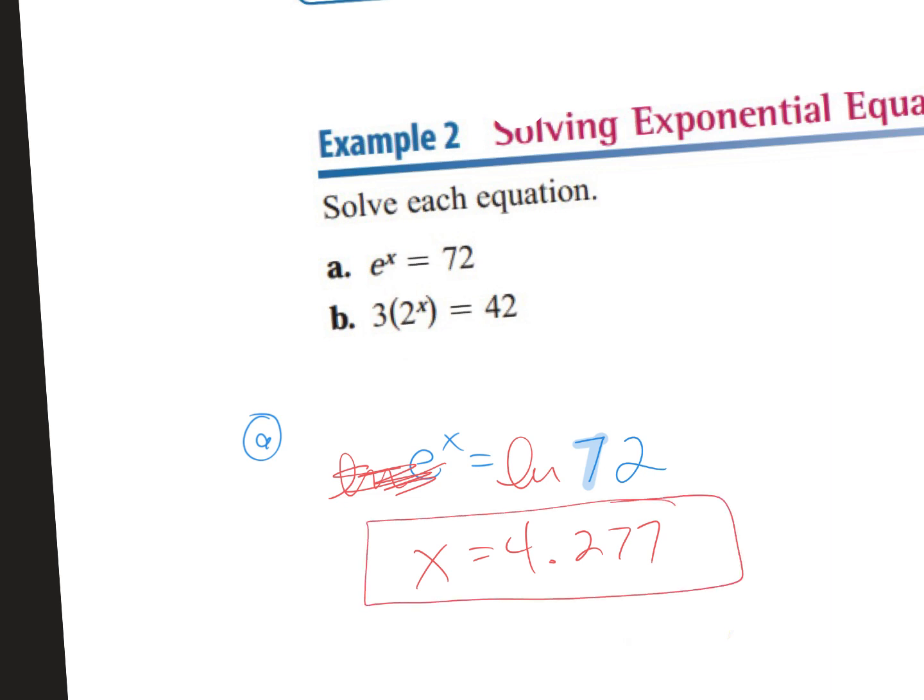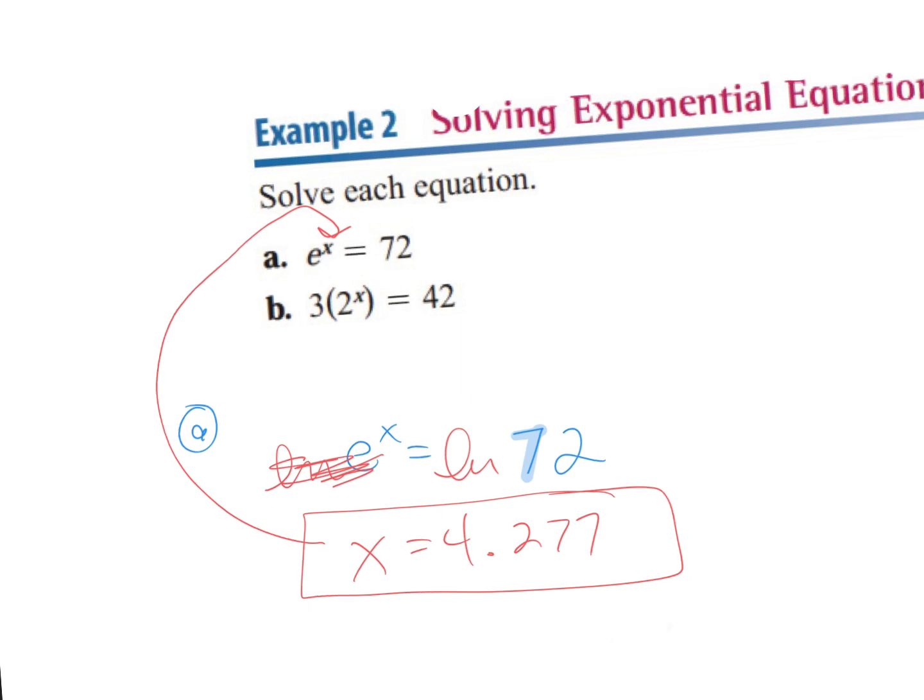Now, this is the great thing about solving. What can you do with that answer? You can plug it right back in here, and you should do this every time. You don't have to write the check out. Just use your calculator. Hit second ln, and then put 4.277. What'd you guys get? 72.02. Are you ever going to get the exact answer? No, because we're rounding. But you should get something really close. If you don't, then you just did something wrong.